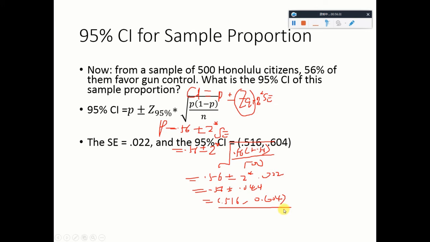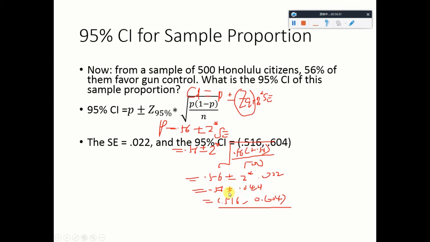Now let me ask you, if this is the confidence interval for the sample proportion here, can we say that the majority of the Honolulu population will favor gun control? Is there a majority? Is there a majority now? The answer should be yes. Now there is a majority.